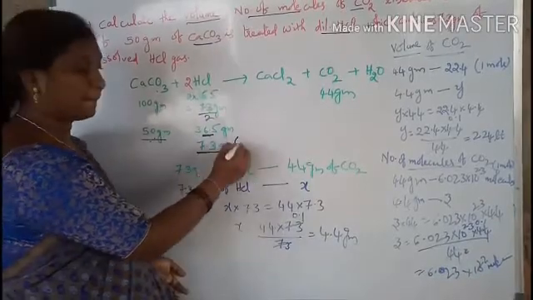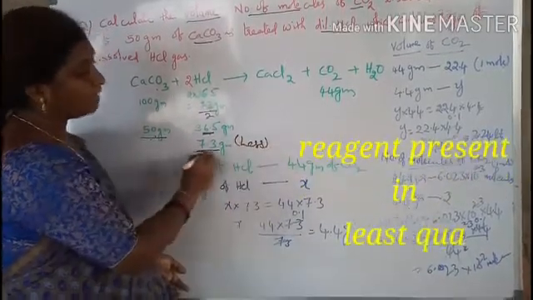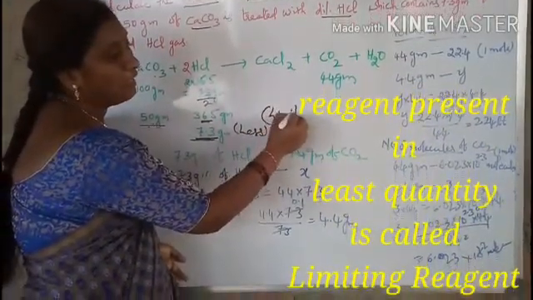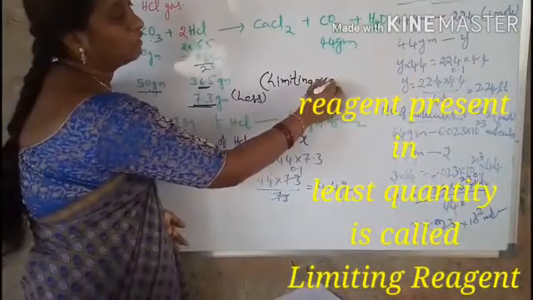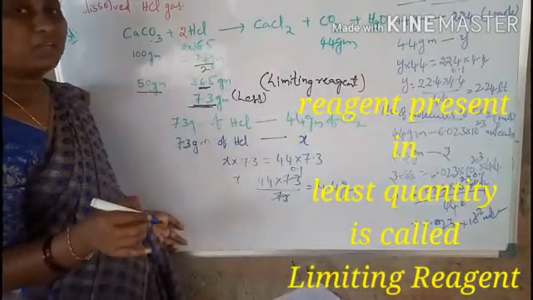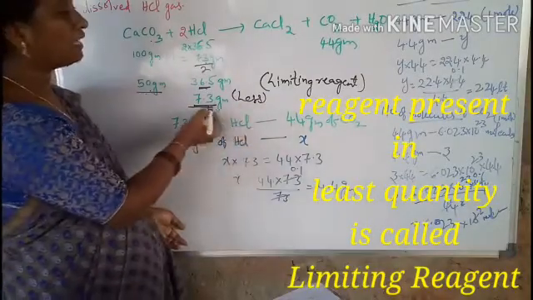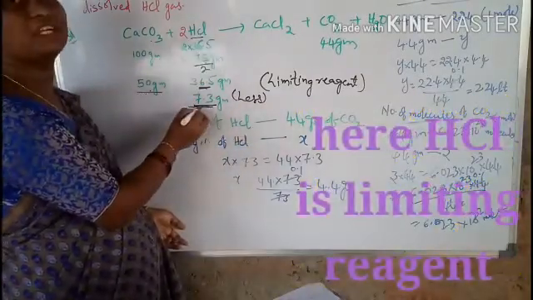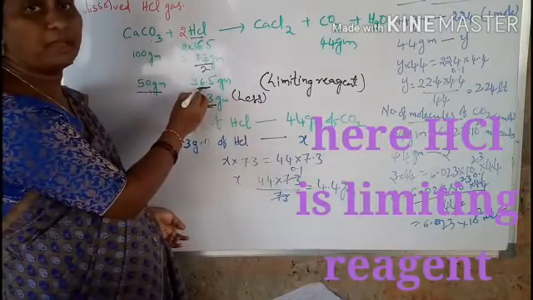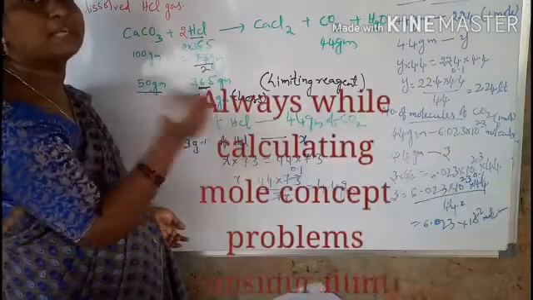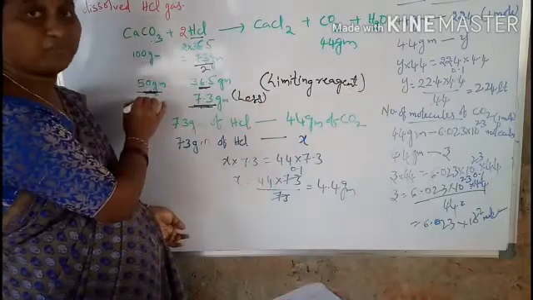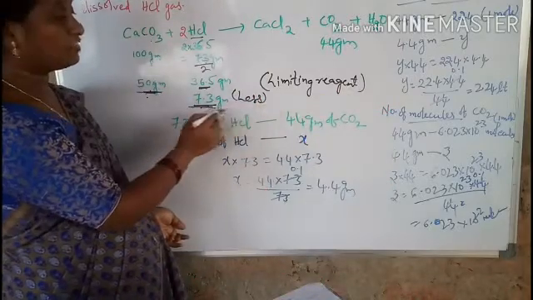So this is less. The reagent which is available in the least quantity, which is not sufficient, is called the limiting reagent. Here HCl is the limiting reagent. It is present only 7.3 grams instead of 36.5 grams. So we have to take into consideration the limiting reagent only, not the excess reagent, that is CaCO3 which is present in 50 grams. So we will take HCl, which is the limiting reagent.